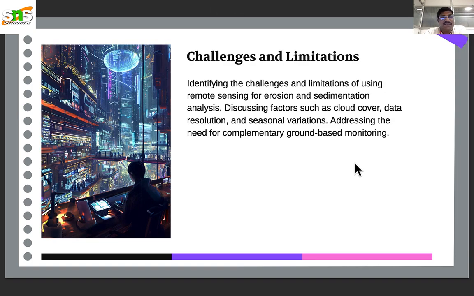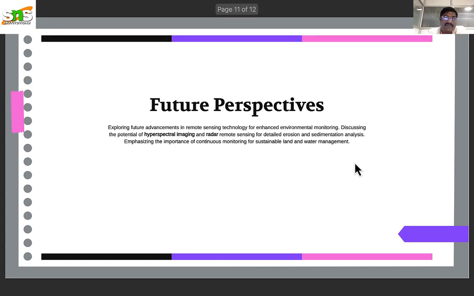What are the challenges? Identifying the challenges and limitations of using remote sensing in erosion and sedimentation analysis, discussing factors such as cloud cover, data resolution, and seasonal variation, which are some of the major factors that come into the picture as challenges and limitations in this kind of study.